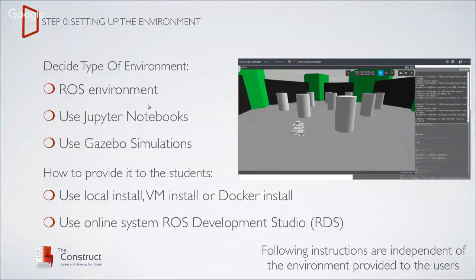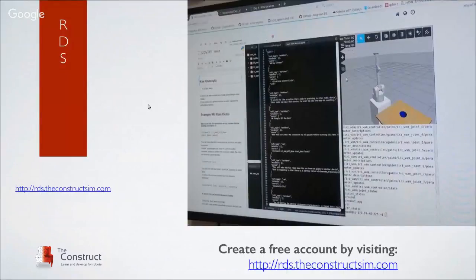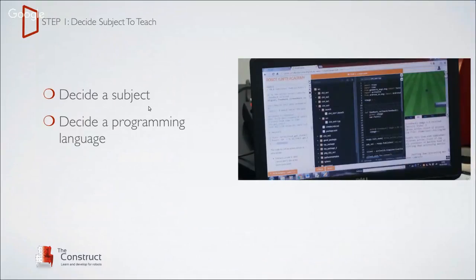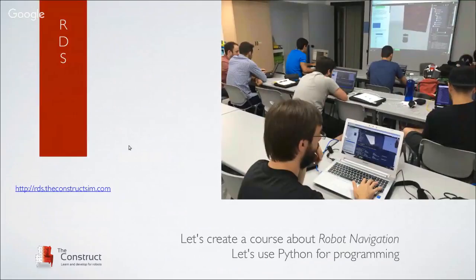Yes, we decided the environment, created the account, and then we move forward to the next one. That is step 1, to decide the subject and the programming language. For our case, we are going to create a course about robot navigation, and we are going to teach how to do robot navigation by using ROS. And for the programming language, we are going to use Python, of course, because it's a lot easier.